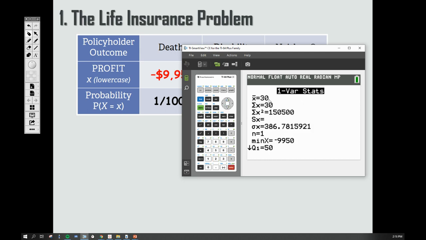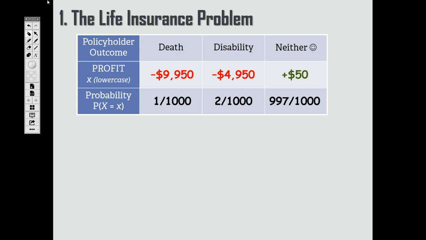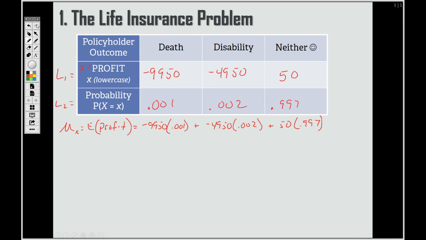When I do that, you can see that I get the mean right there. 30 is the mean. Little foreshadowing, also see the standard deviation here, which I'm going to need in a second. But there's my mean. Mean is 30. So when I go back to the work that I had, I know that that's equal to 30.